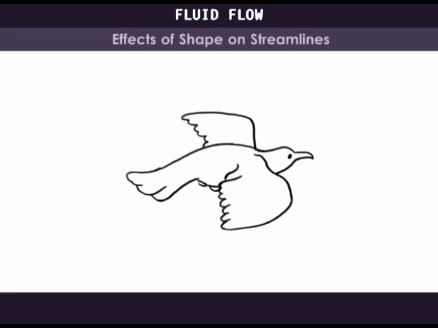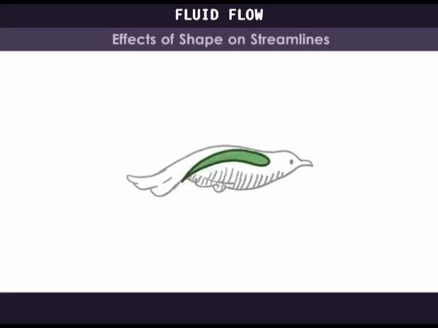If you look at a section of the bird's wing from the side, you will see that it is big up front and tapers towards the back just like an aeroplane wing. When talking about flying, this shape is called an airfoil. The air flows around the wing in a smooth, streamlined manner.